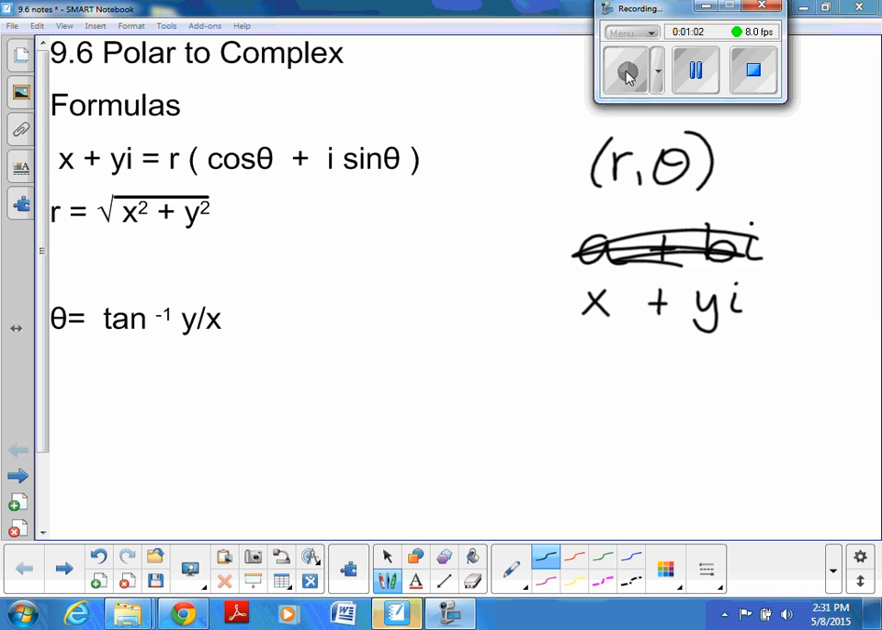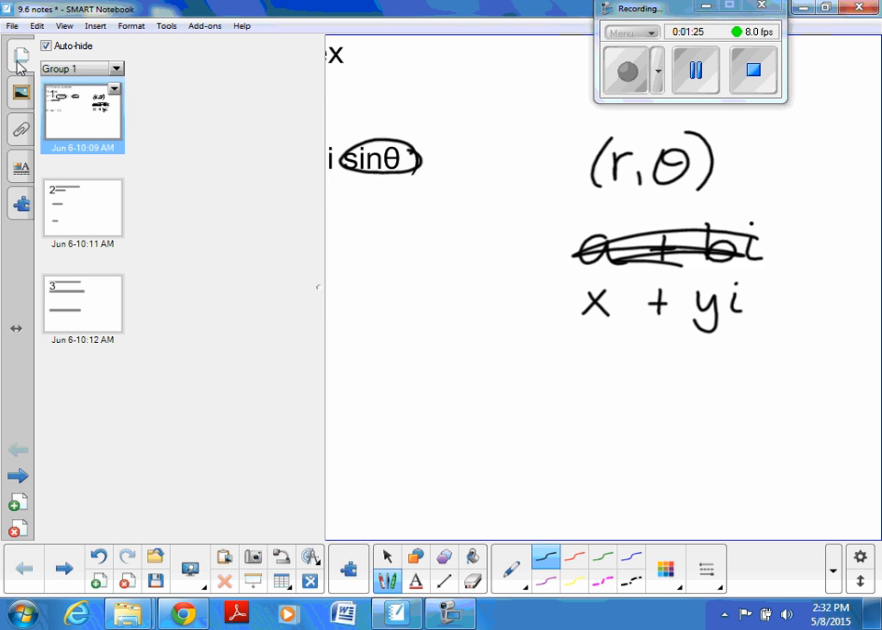Okay, so here's the formula. What's r cosine of theta stand for? X. So do you see why that stands for that? And r sine of theta stands for y, and do you see why they're equal to each other? Yeah. Okay, so here we go. This looks familiar. I'm hoping this looks familiar. Both of these look familiar.